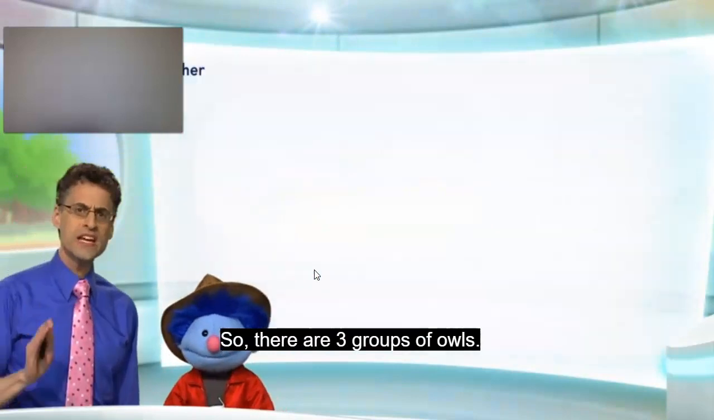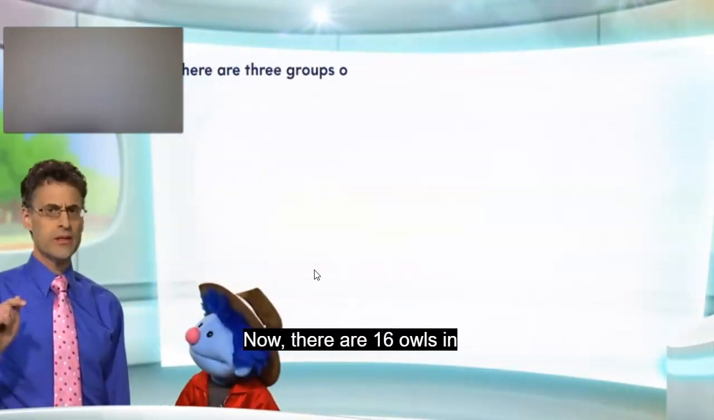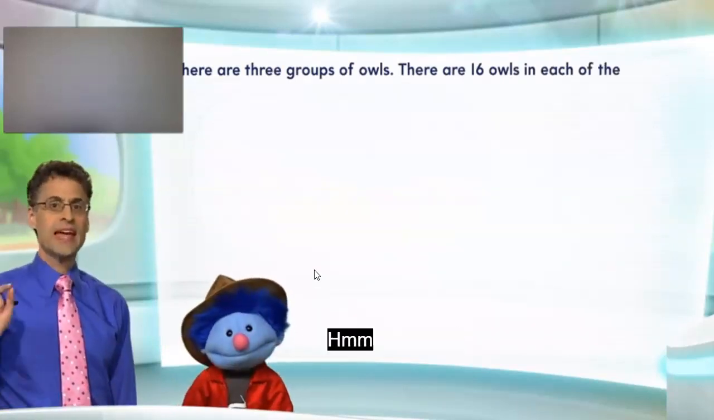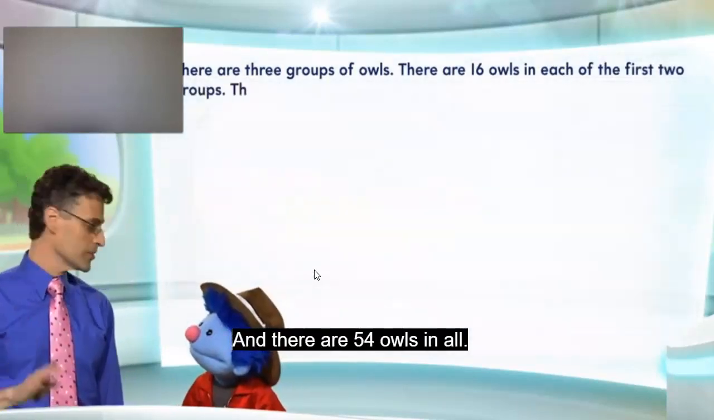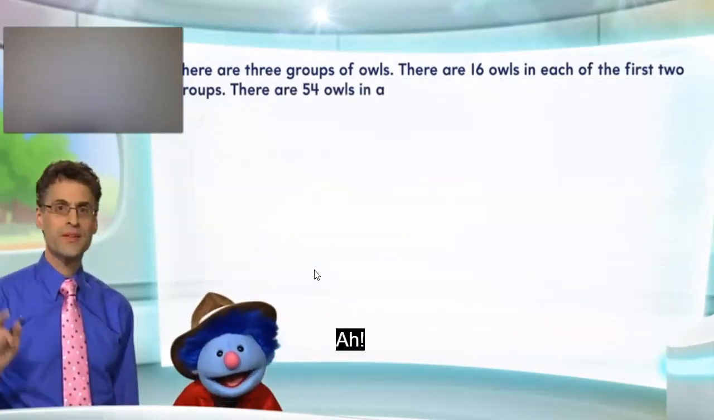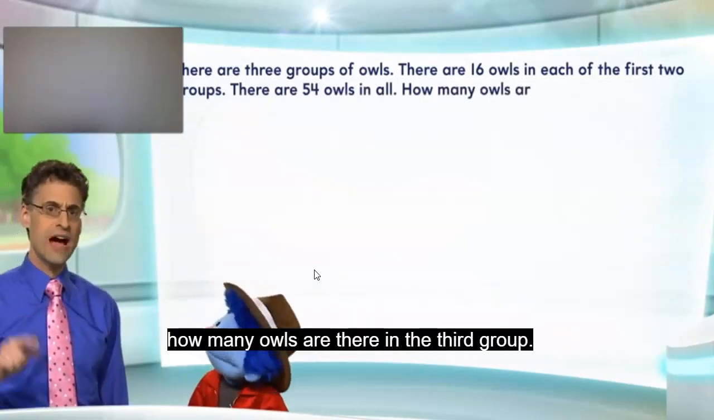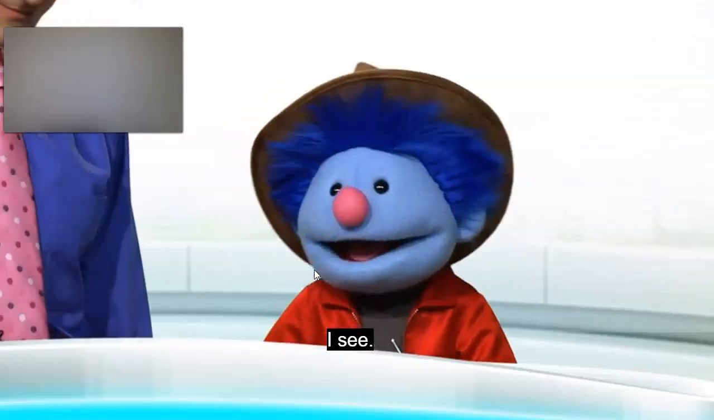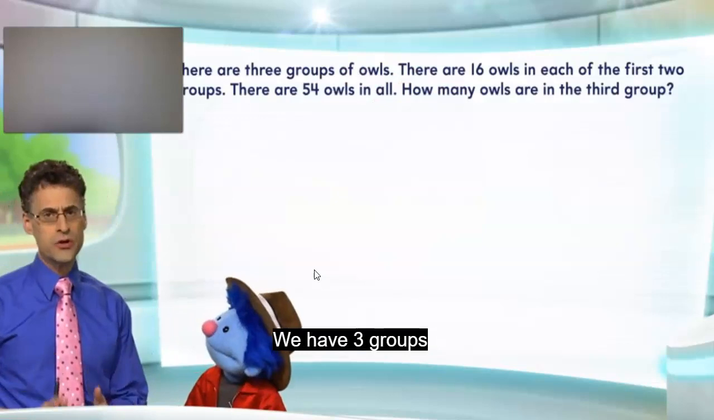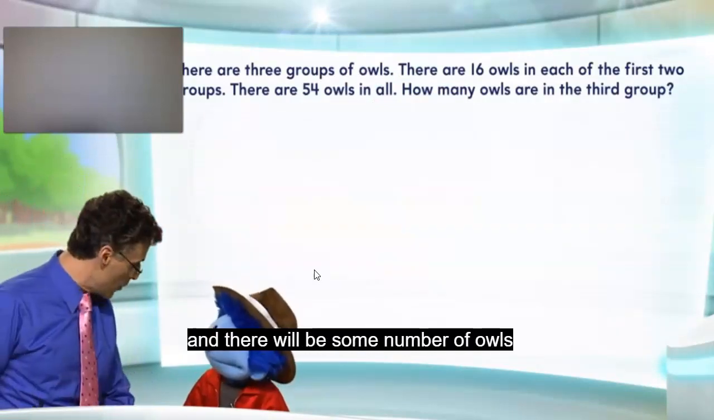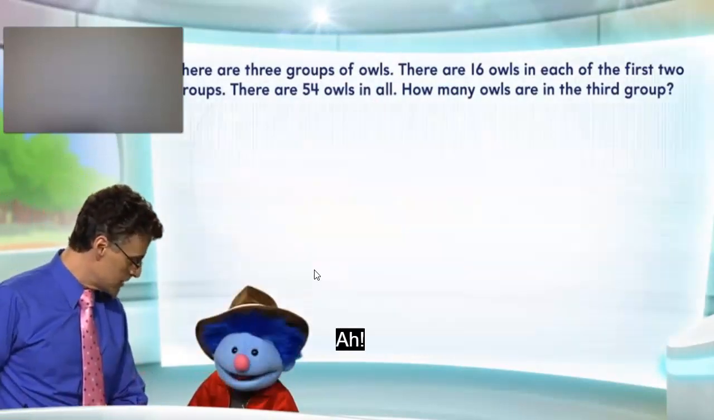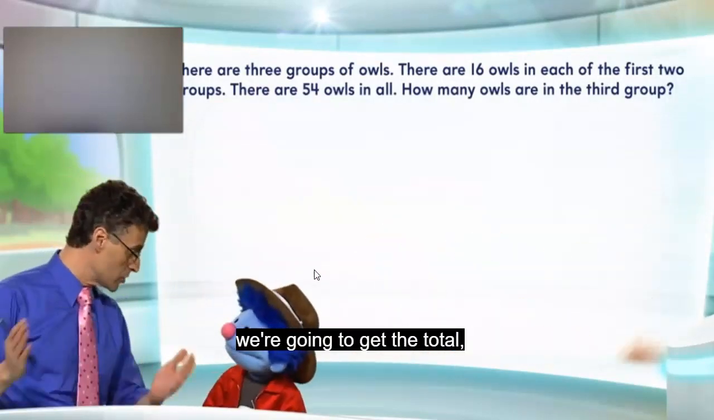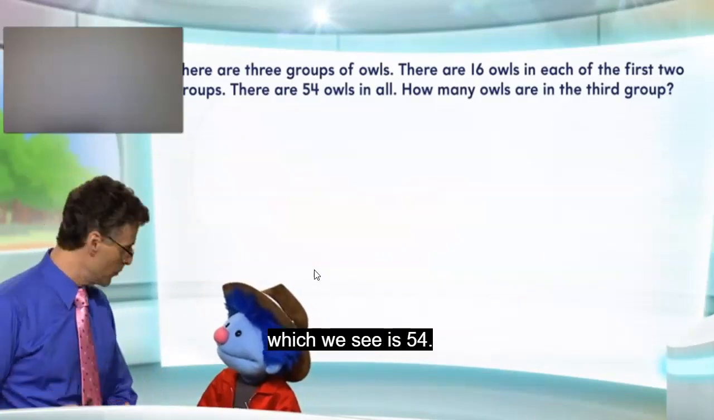So, there are 3 groups of owls. Now, there are 16 owls in each of the first 2 groups, and there are 54 owls in all. The question for us is to figure out how many owls are there in the 3rd group. That's the mystery. I see. So let's think about it. We have 3 groups, and there'll be some number of owls in each of the 3 groups. And when we add up all those numbers of owls, we're going to get the total, which we see is 54.